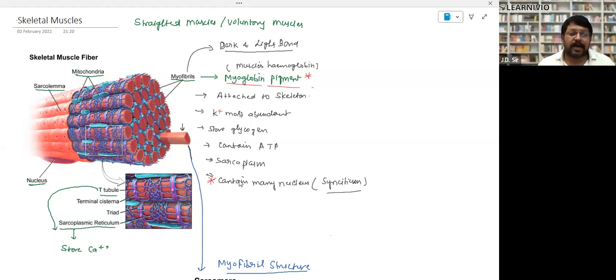They remain attached to the skeleton, and potassium is the most abundant component. They store glycogen, which is a storage food. They contain ATP. They have sarcoplasm, the protoplasm found inside. They contain many nuclei. When any cell contains multiple nuclei, this is called a syncytium, right?